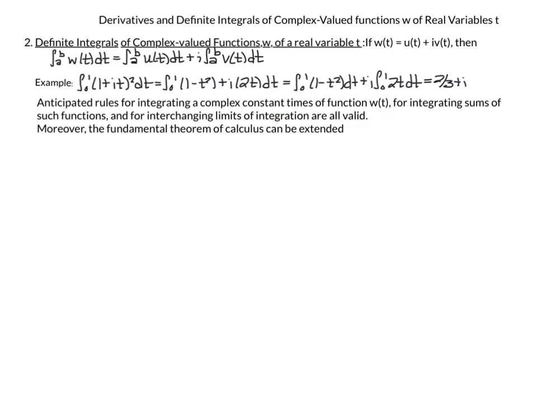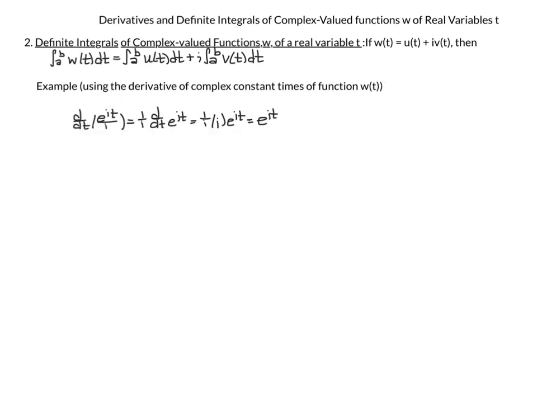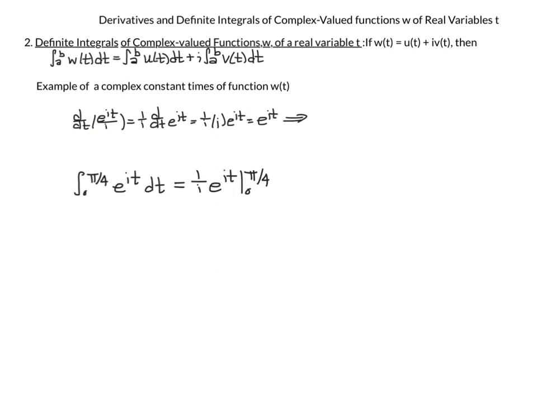We will also see that the fundamental theorem of calculus can be extended to complex valued functions with real variables. Our first example uses the derivative of a complex constant times a function w of t, and I'll remind you, we had done this example earlier. The derivative of e to the it over i, we could pull out the complex constant, which is 1 over i, and then take the derivative of e to the it, which is just i e to the it, and then we got e to the it.